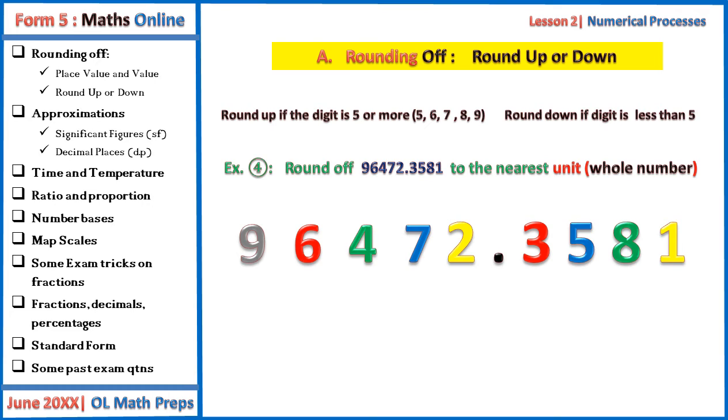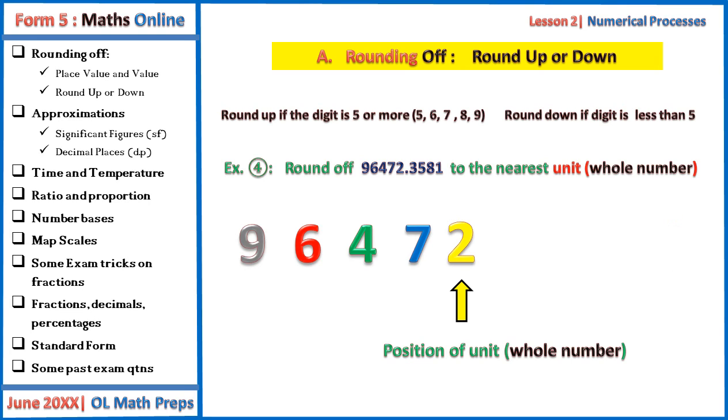Example 4. Round off this number to the nearest whole number or the nearest unit. The position of the whole number here is 2. After the decimal point, we have a value of 3, so we round down, it's not going to affect it. So for the nearest whole number, the decimal point and everything after it should not be included. So this number will just become by wiping everything after the decimal point.